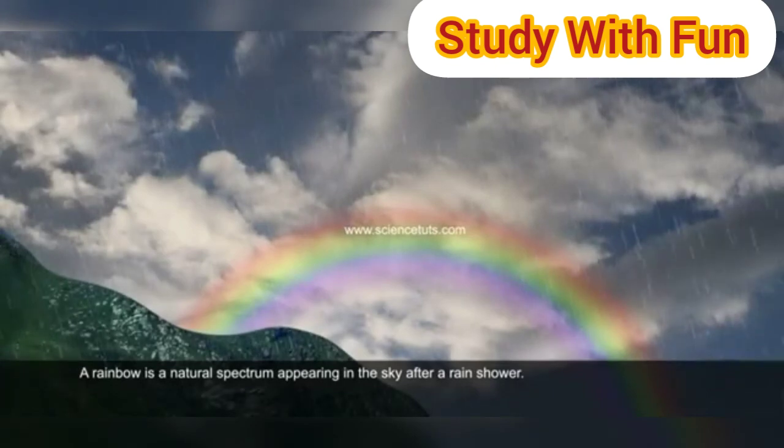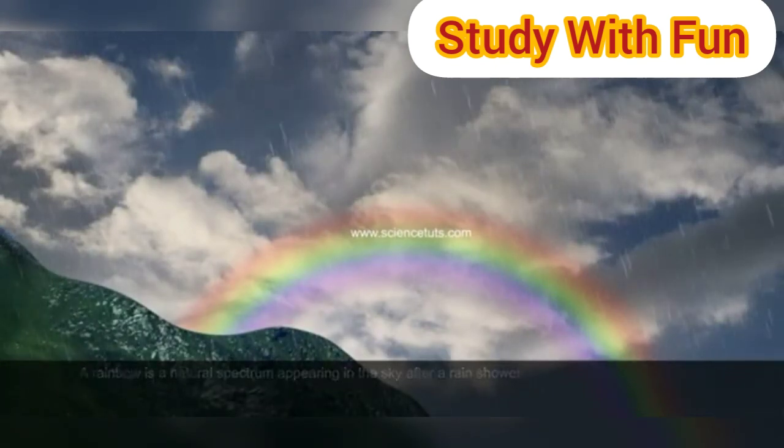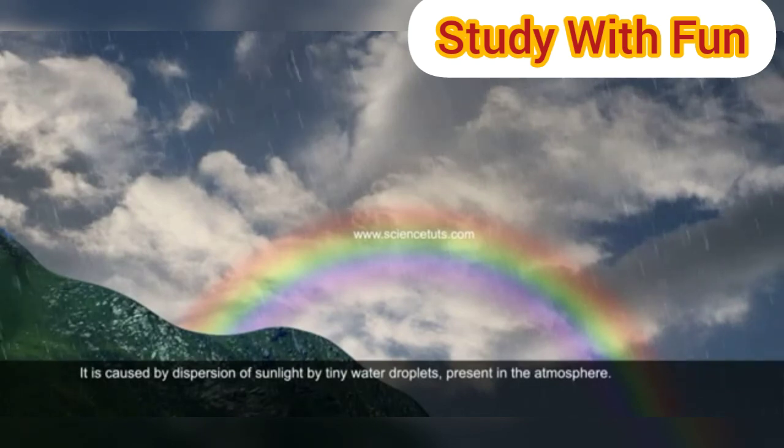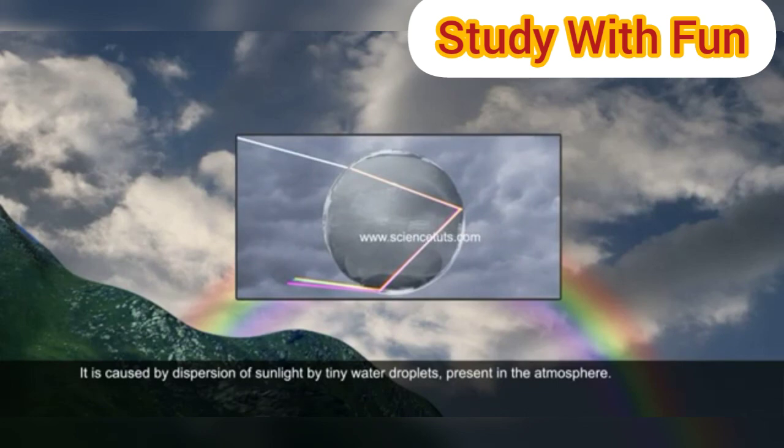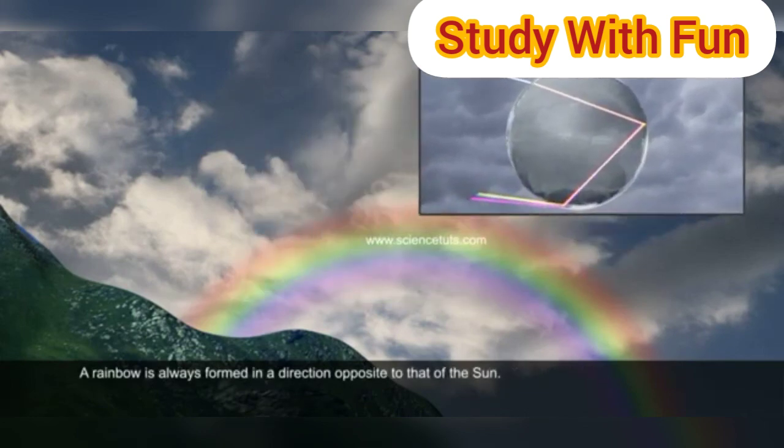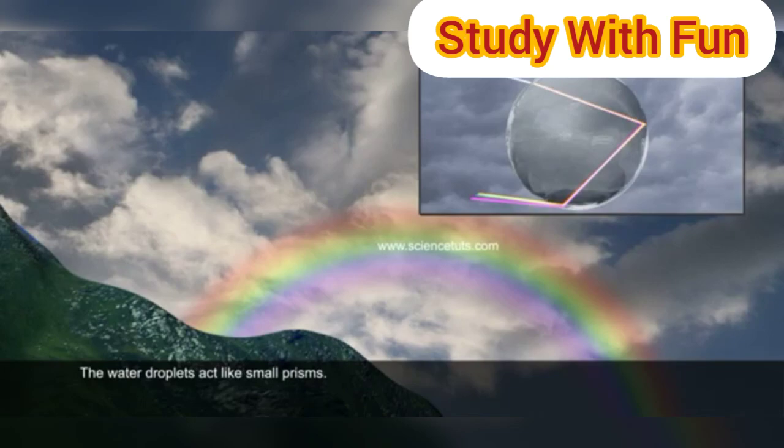A rainbow is a natural spectrum appearing in the sky after a rain shower. It is caused by dispersion of sunlight by tiny water droplets present in the atmosphere. A rainbow is always formed in a direction opposite to that of the sun. The water droplets act like small prisms.